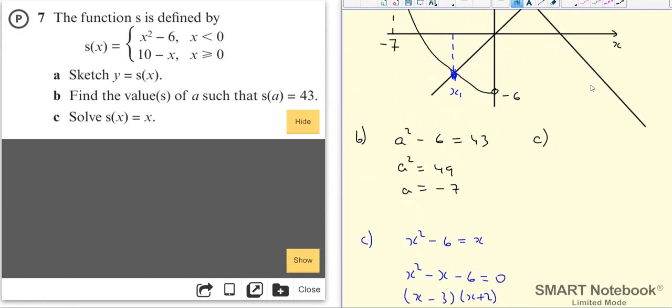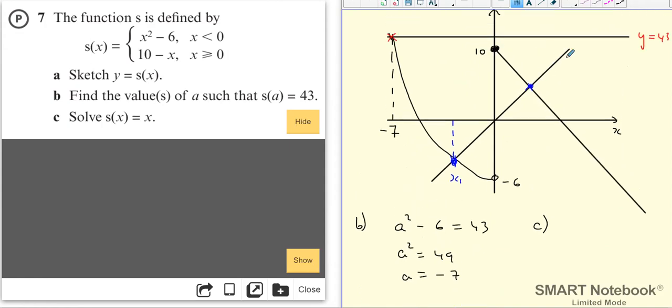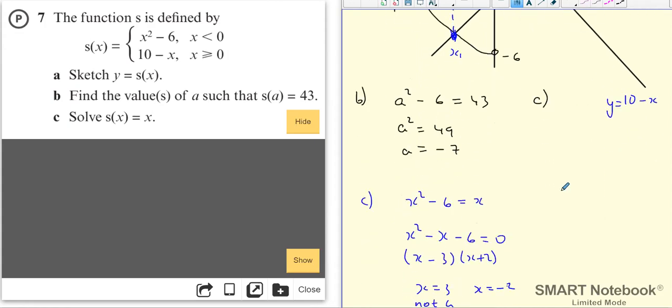And then on the right hand side, the equation of this line here is y equals x. The equation of this line is y equals 10 minus x. Where are they going to meet? Well, they're going to meet when x equals 10 minus x. So we get 2x equals 10 and x equals 5. Does that make sense?